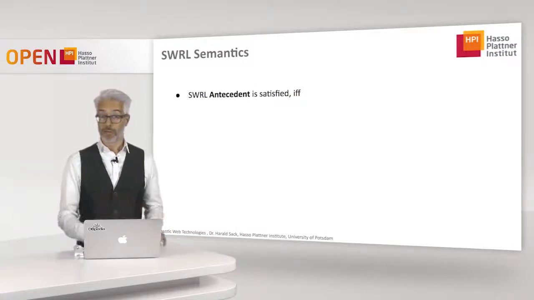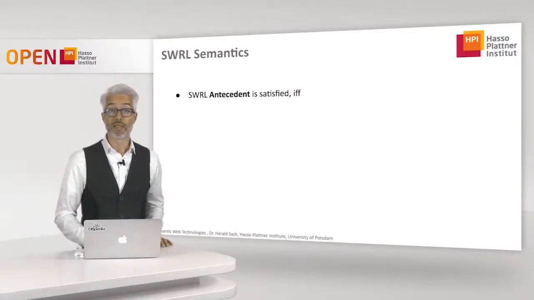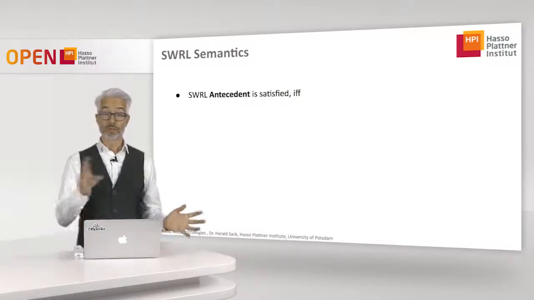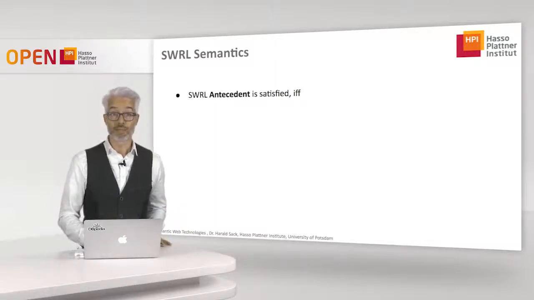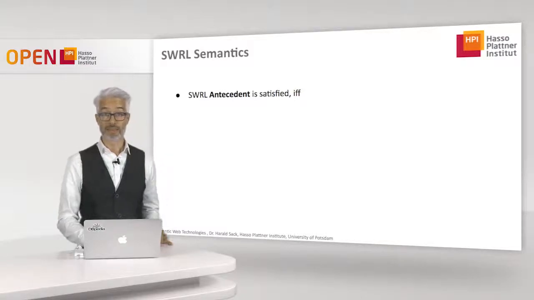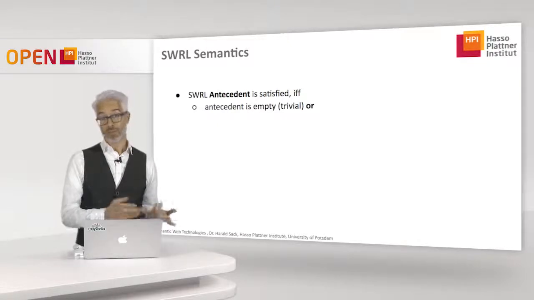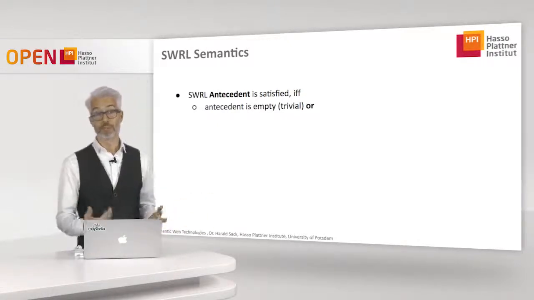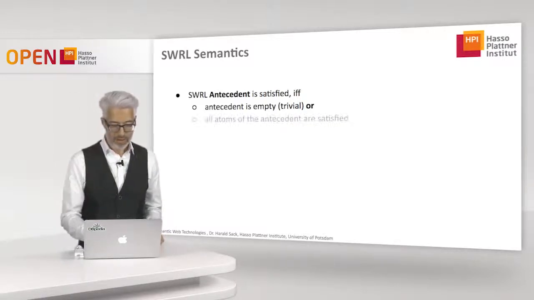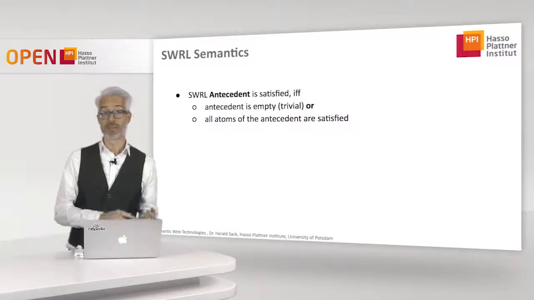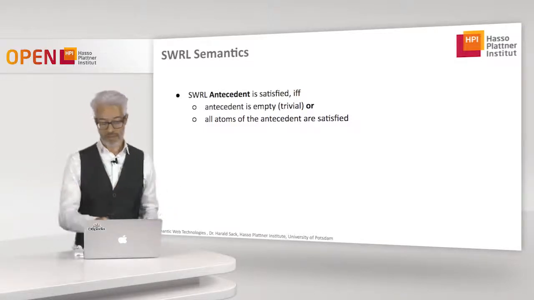Okay. But of course, now we have to define when a SWRL expression is satisfied and when not. First, we look at the antecedent. When is an antecedent satisfied? It's satisfied simply if it's either empty, which would be trivial since from the empty set I can imply everything, or all atoms of the antecedent are satisfied. Then, of course, the entire antecedent is satisfied.